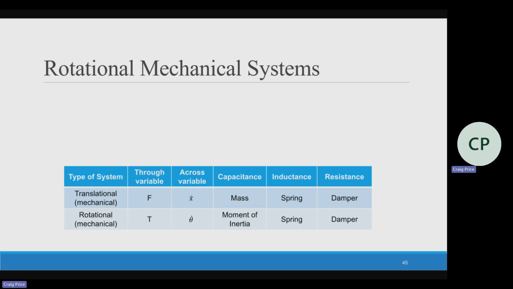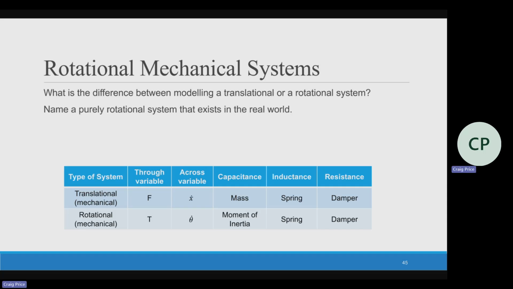So we've got similar elements. It's just going to use different letters. When it comes to modeling, there's no difference. We're going to treat it all the same way. We're going to do the same process. It's all similar. All that really changes is the letters. But in terms of modeling, it's no difference. Rotational system. We're going to do a lot with electromechanical like motors, right? So that's a rotational system. Anything with gears, any of that is mostly rotational.